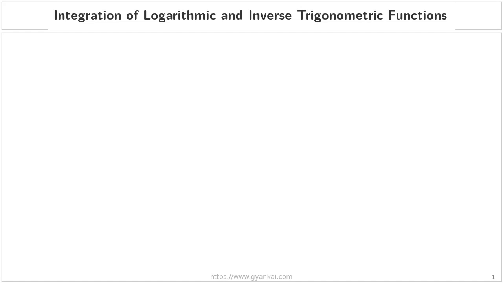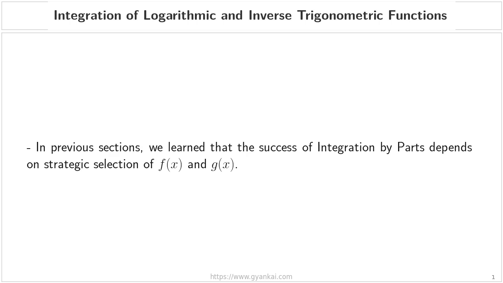Integration of logarithmic and inverse trigonometric functions. Okay, so let's move on to a new topic, integrating logarithmic and inverse trigonometric functions.